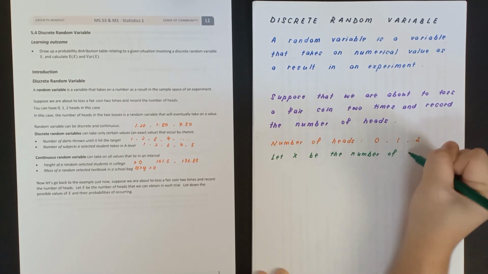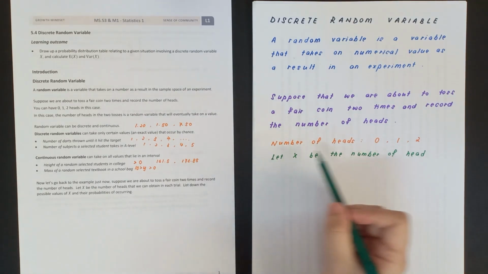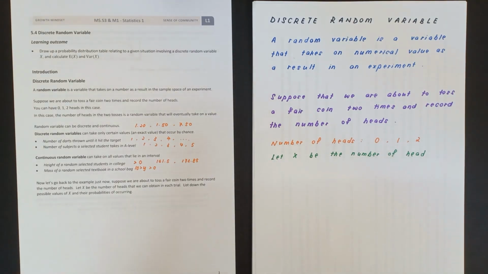Okay, so from what we have done just now, you know that the possible outcome for the number of heads will be either 0 head, 1 head, or 2 heads. Now we try to find out the probability for everything to happen. So you need to do some revision for the probability that we have learned in chapter 3.